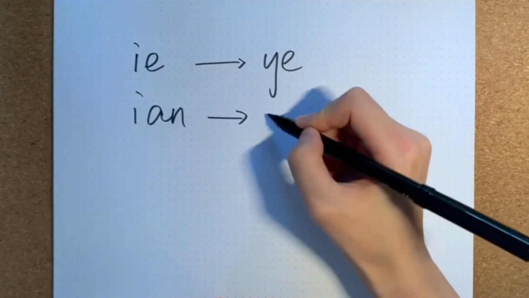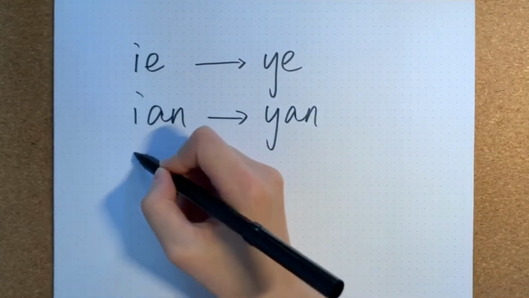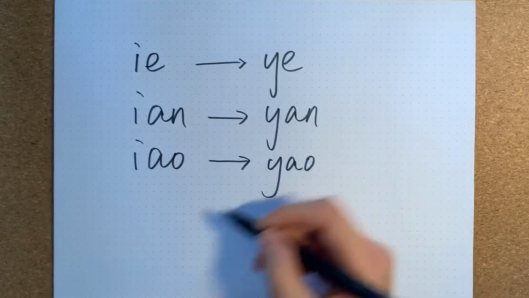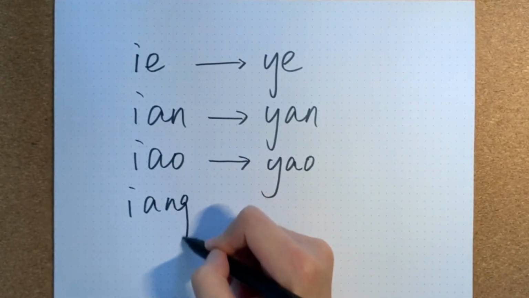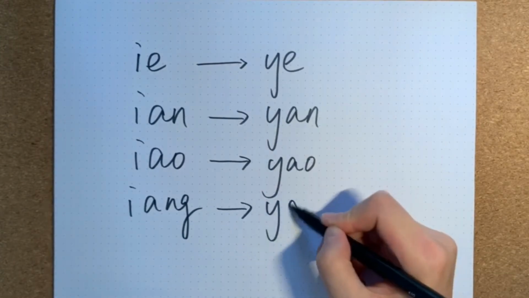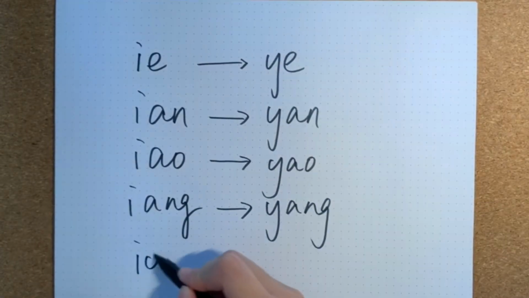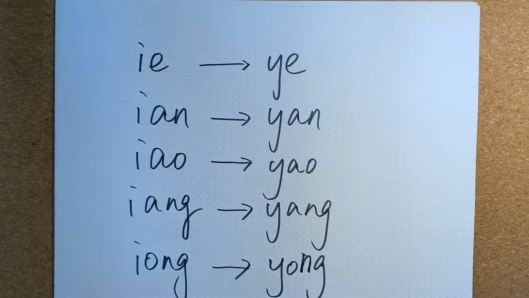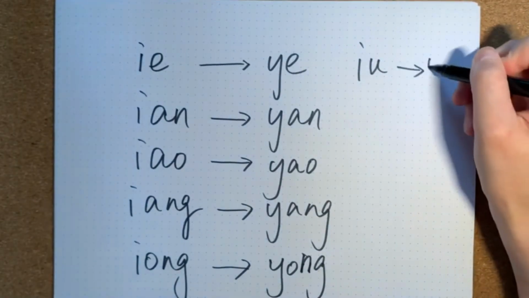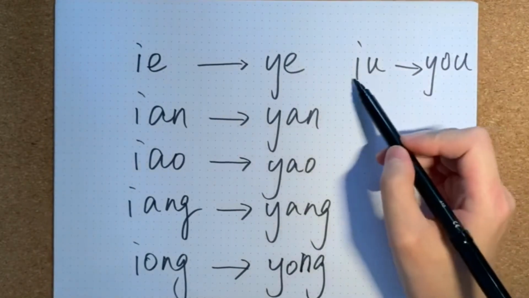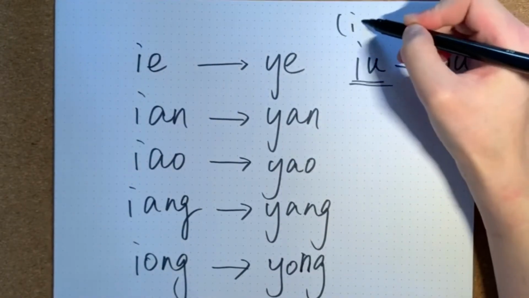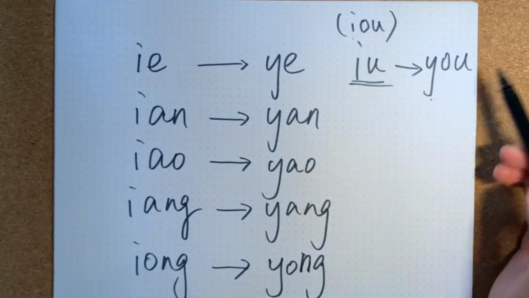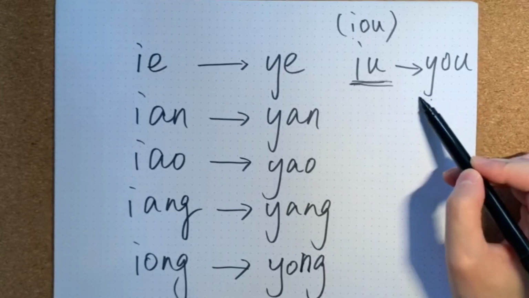ian is written as yan, iao is written as yao, iang is written as yang, iong is written as yong, io is written as yo. Remember, this yo is spelled as i-o, io. That's why we change this i to y.